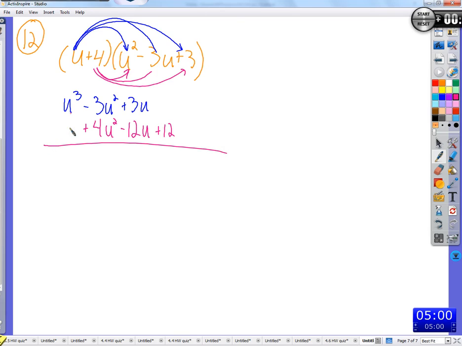Anyway, combine like terms. u to the third, u squared, -9u. However it looks when you do it, you need to just distribute everything from one parenthesis to the other. It could be from left to right, right to left, middle to the outside, whatever. As long as every pair that's possible gets made, all put together, that's good. And then combine like terms in the end.